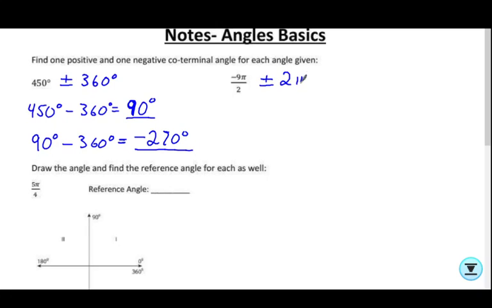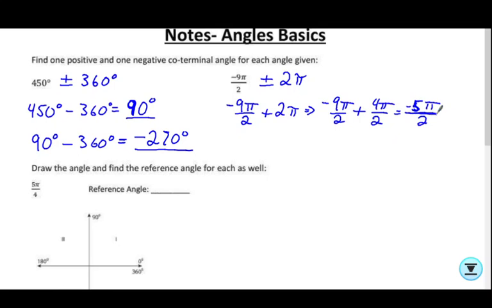I have a radian measure. So to find coterminal angles, I add or subtract 2 pi. So I'm going to start by taking negative 9 pi over 2 and adding 2 pi. Well, that's the same thing, so we have to get common denominators. I'm adding 4 pi over 2. So negative 9 pi plus 4 pi is negative 5 pi over 2. Well, that's still a negative one.